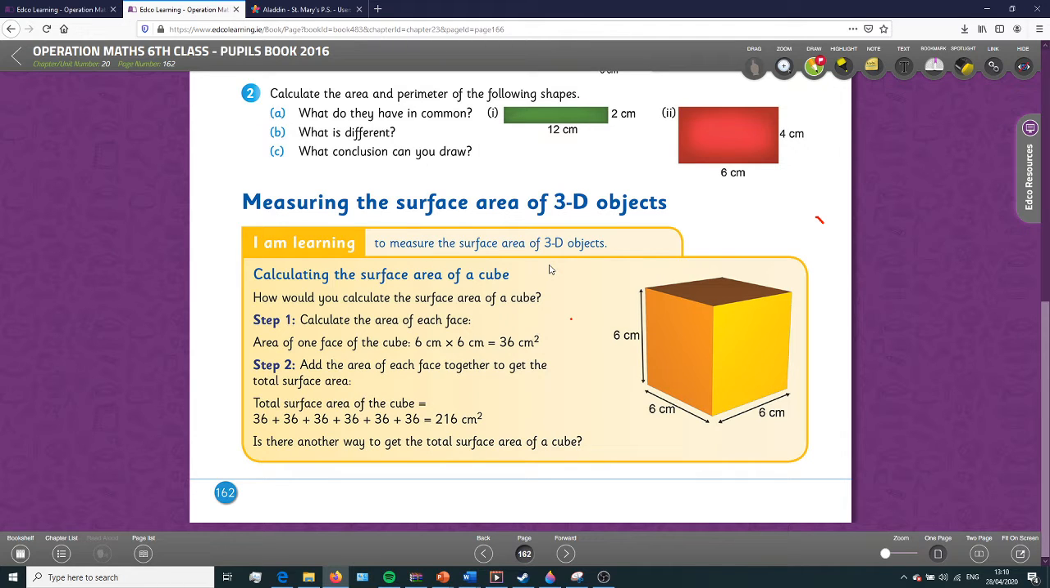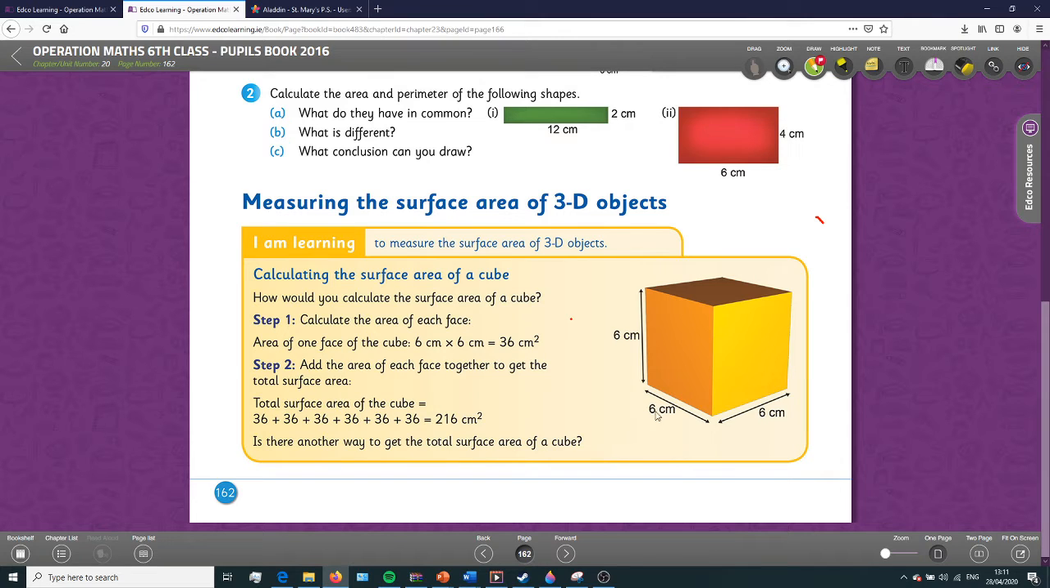So basically, from what I've heard, the cube isn't too tricky, but the cuboid people are finding a little bit harder. So we'll just have a little practice of those and see how we get along. Okay, so when we're finding out the surface area of something, all 3D shapes are made up of 2D shapes. A cube is made up of what? Well, it's made up of 6 squares. So if we find the area of one square, we'll be able to easily get how much 6 squares is.